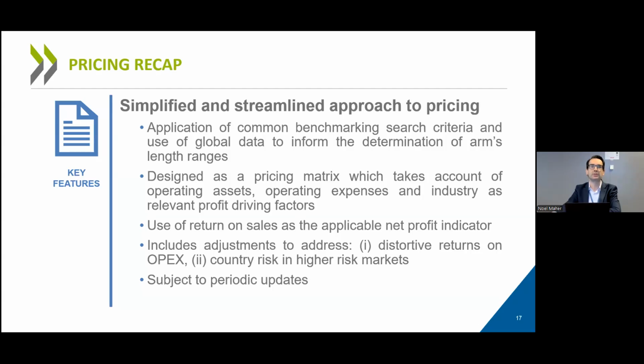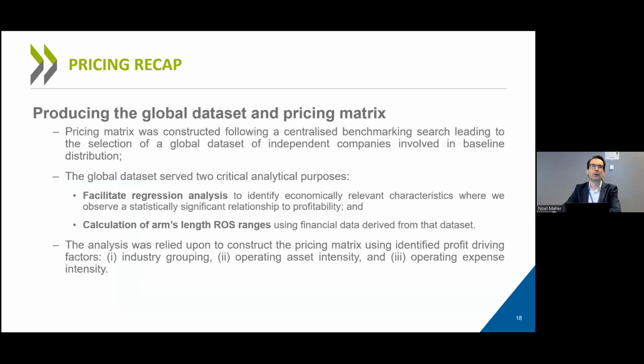Next slide, please. Just to briefly work through some of the work of the OECD through Working Party 6 and the FTA MAP Forum, we effectively conducted a centralized benchmarking search, as I mentioned, using common search criteria, and that led to the development of this global data set of about 6,000 companies that are involved in baseline distribution activities that, broadly speaking, align with the scoping criteria that Sarani outlined.